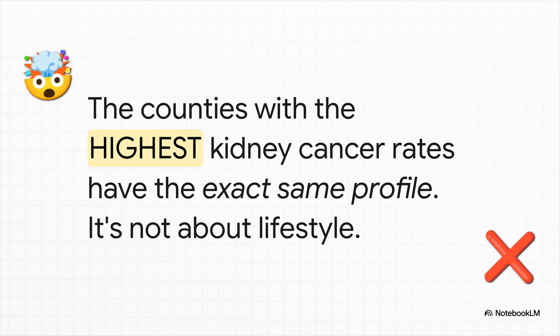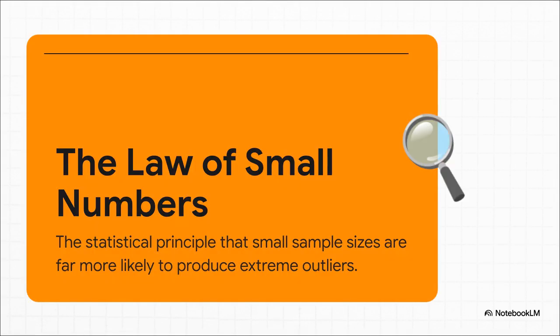So, what on earth is going on? It can't be about a healthy rural lifestyle if that same factor is also linked to the highest rates. The real answer has nothing to do with lifestyle or clean air or politics. It's pure statistics. Rural counties have small populations, and the law of small numbers tells us that small sample sizes are way more likely to produce extreme results, both high and low.